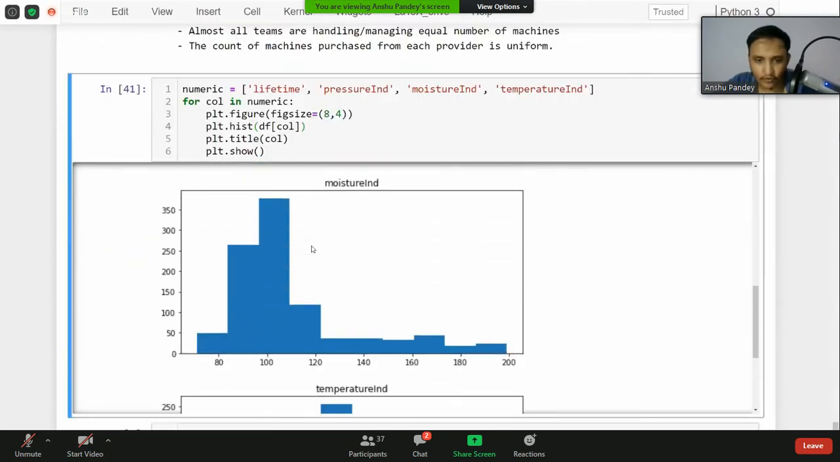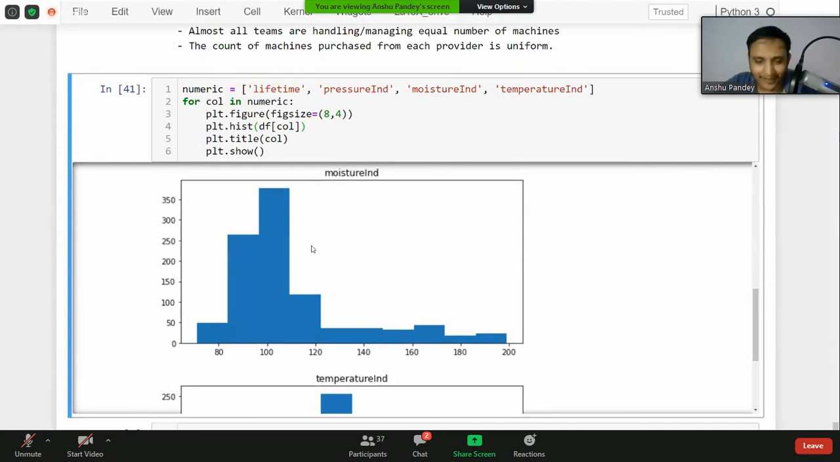Yeah. So pressure, and then if you go to moisture now, it is almost a good distribution. Still, moisture, as you can see, is not a normal distribution. It is a skewed distribution. Most of the machines are between 80 to 120, but there are few machines which are generating high moisture, like 180 to 200.